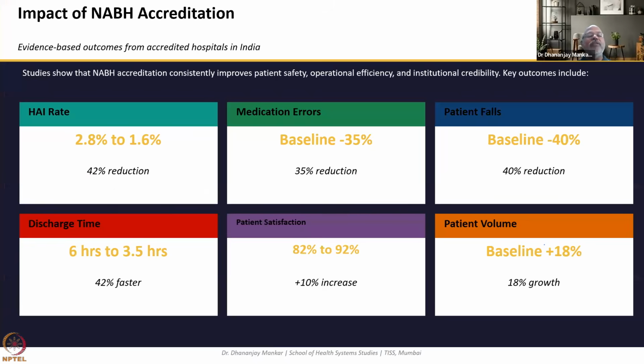Now the results show that studies show NABH reduces HAI from 2.8 to 1.6%, which is a 42% reduction. Medication errors see a 35% reduction, which very drastically shows that NABH plays a major role. Patient falls see a 40% reduction from baseline, which is huge and very close to 50%. Discharge time goes from 6 hours to 3.5, closer to 42%. Patient satisfaction improved by 10%, and patient volume has also drastically improved.